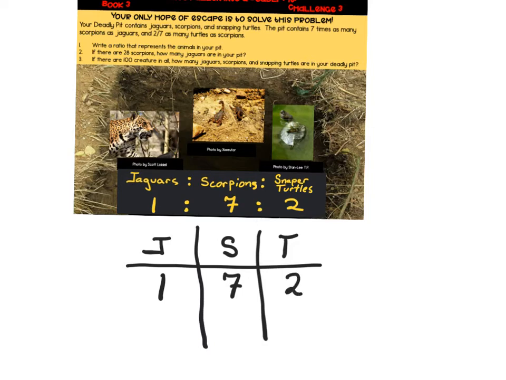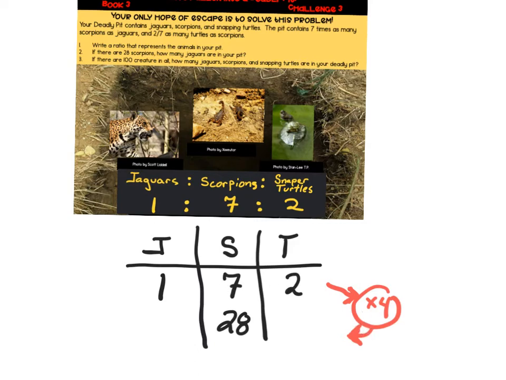So now the next step that I want to do is I want to look in the scorpion column, right? And I want to get this to 28. So I'm going to plug a 28 right there. Bam, there we have it. And now I got to think of what times 7 will give me 28. And voila, my friends, 7 times 4 will give me 28. So now I can use this times 4 to keep these ratios proportional, right?